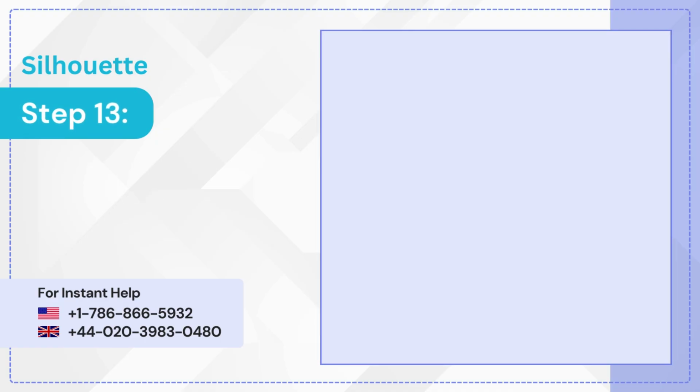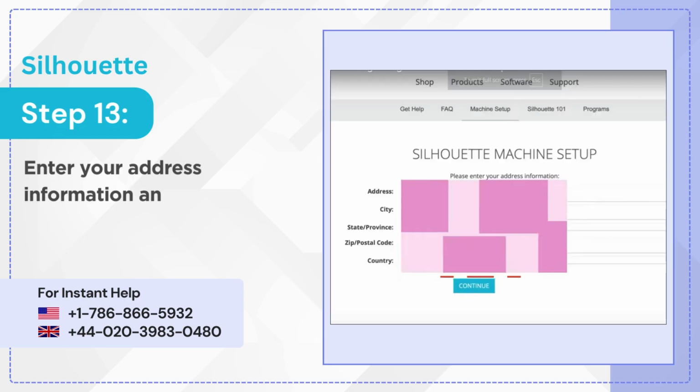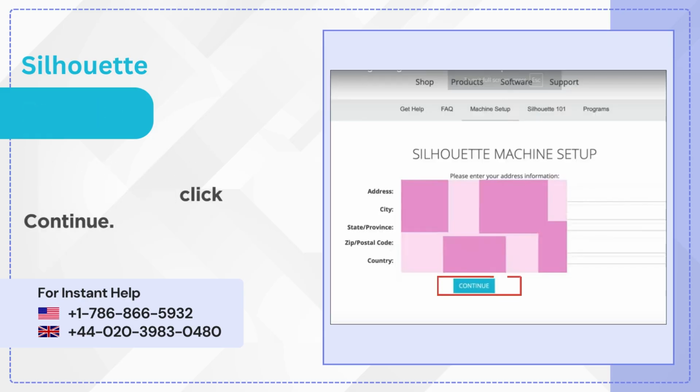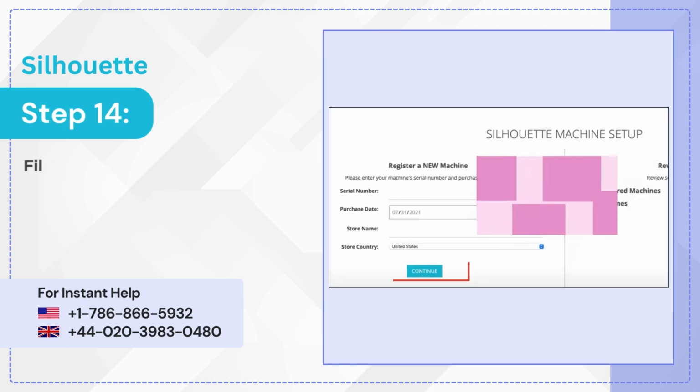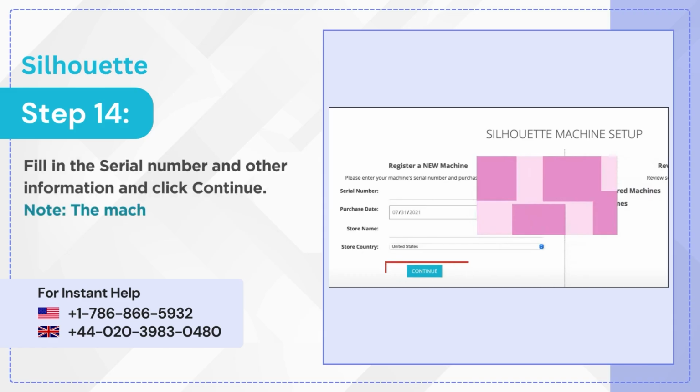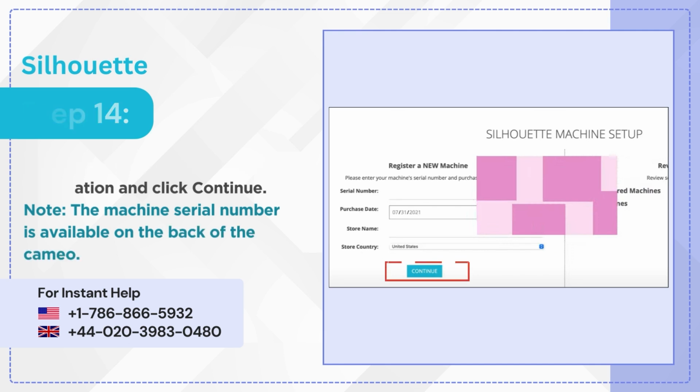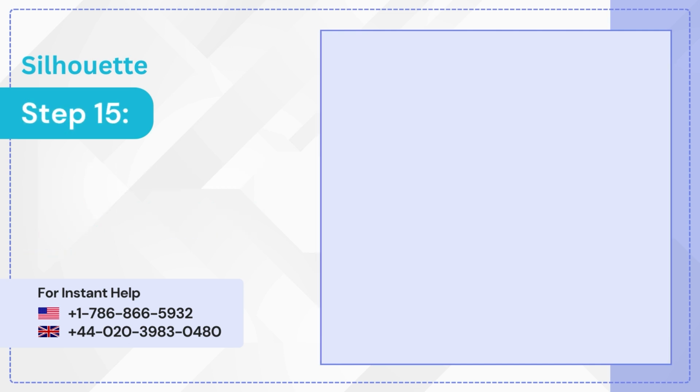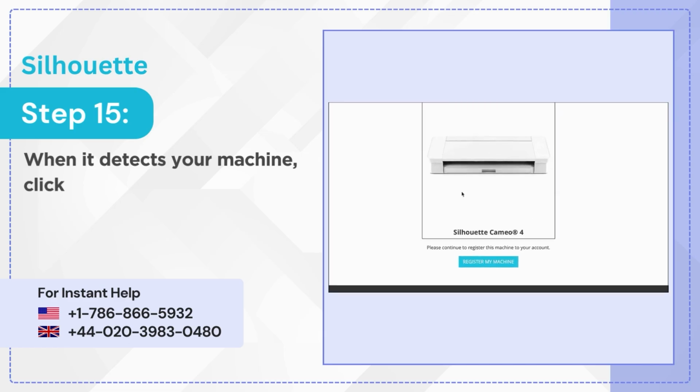Step 13. Enter your address information and click Continue. Step 14. Fill in the serial number and other information and click Continue. Step 15. When it detects your machine, click Register My Machine.